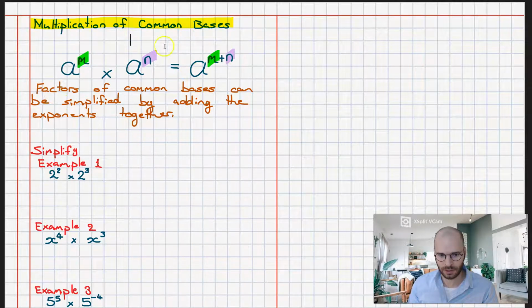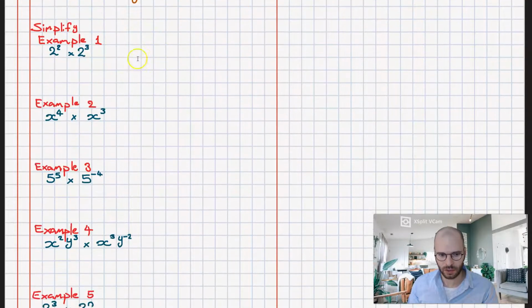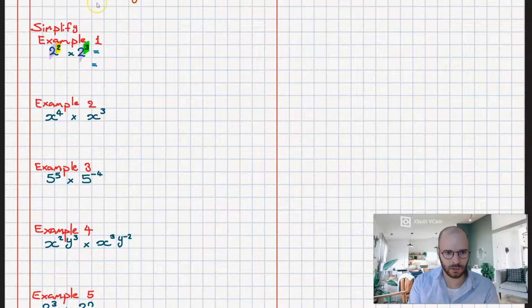Now that we've had a look at this rule here, let's have a look at some examples. So we want to simplify. In example 1, we have 2 to the power of 2 multiplied by 2 to the power of 3. So what we're first going to do is apply the rule. We've got exponent 2 and exponent 3 and a common base of 2. So we're simply going to grab our 2 like so. Then we'll go 2 plus 3. This will yield a result of 2 to the power of 5.